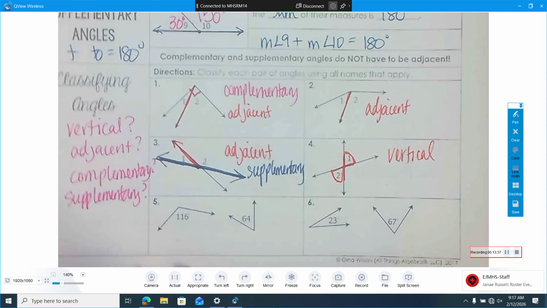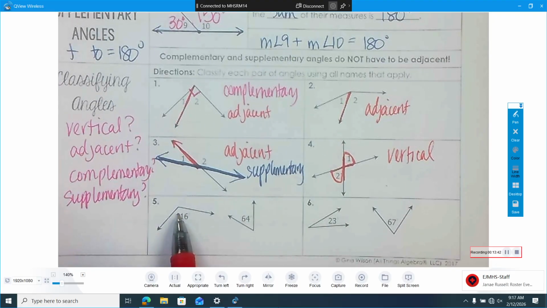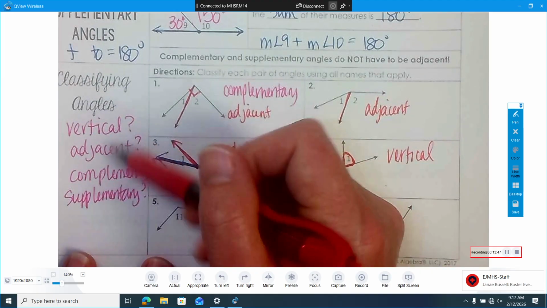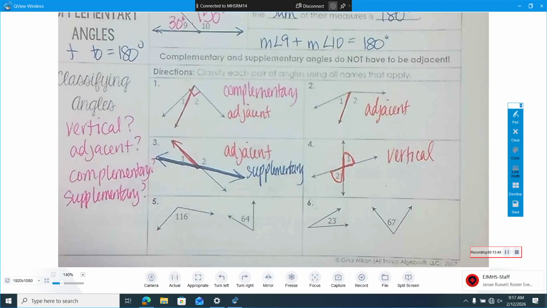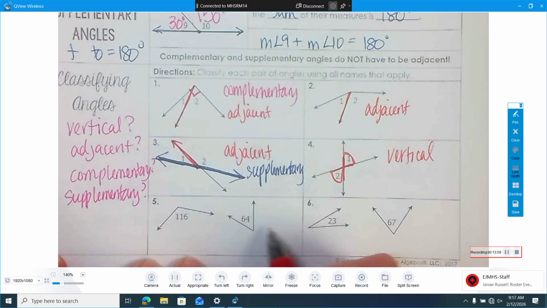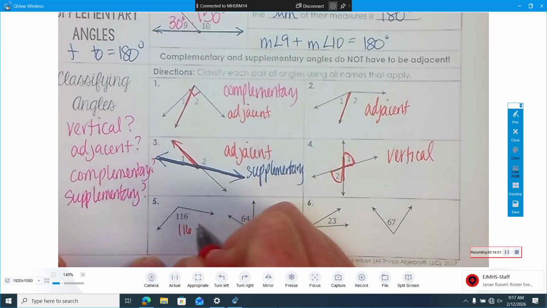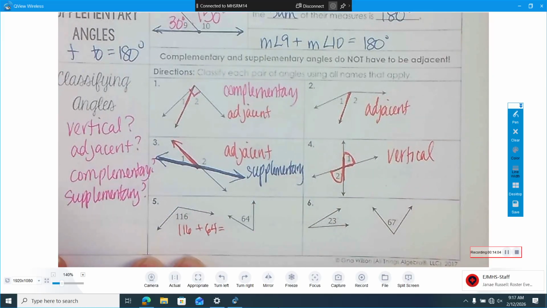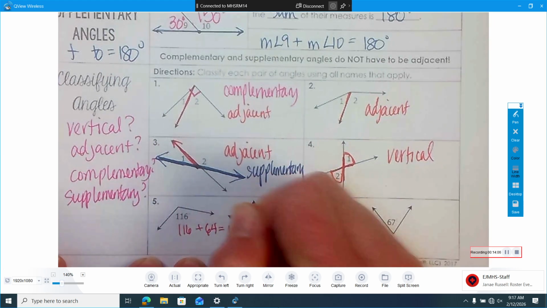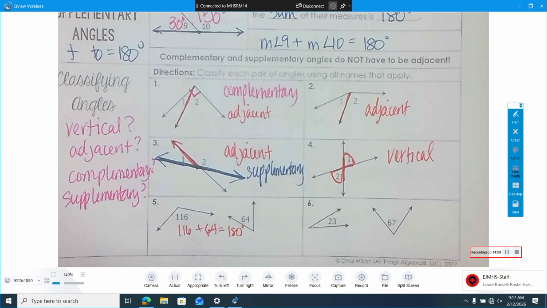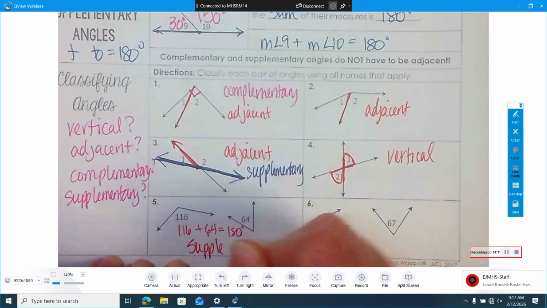What about number 5 and 6? What about number 5 here? Well, the angles themselves, this one is definitely obtuse and this one is acute, but we want to talk about the angle pair. Are they adjacent? No, they're floaters, so they're not adjacent. What did you say? Supplementary, yeah. They add to be 116 plus 64. What does that equal? 180 degrees. And if they add up to be 180 degrees, they are supplementary. Very good.